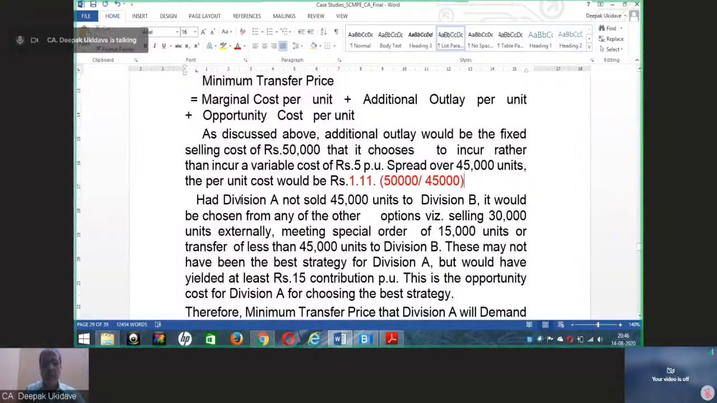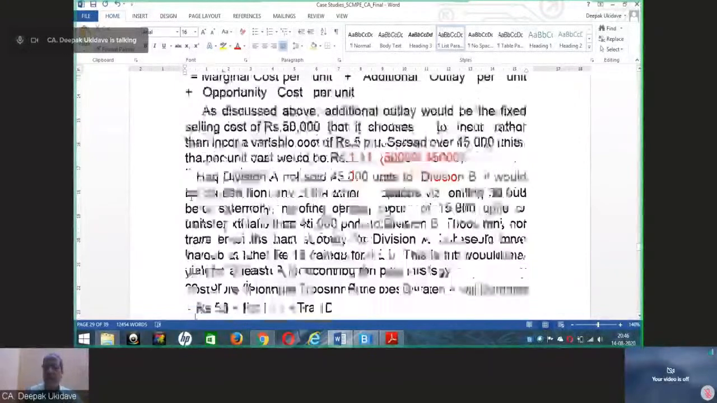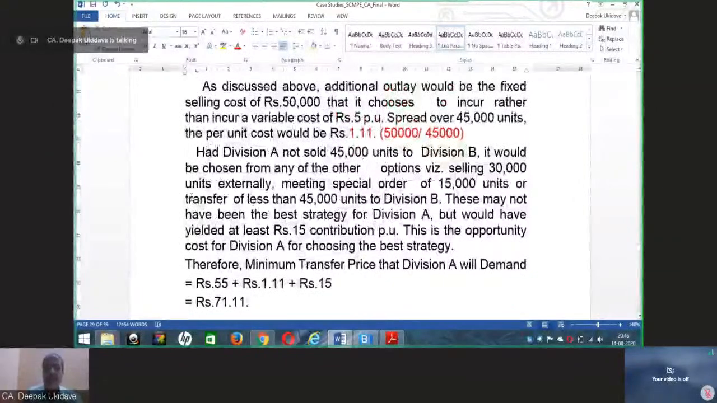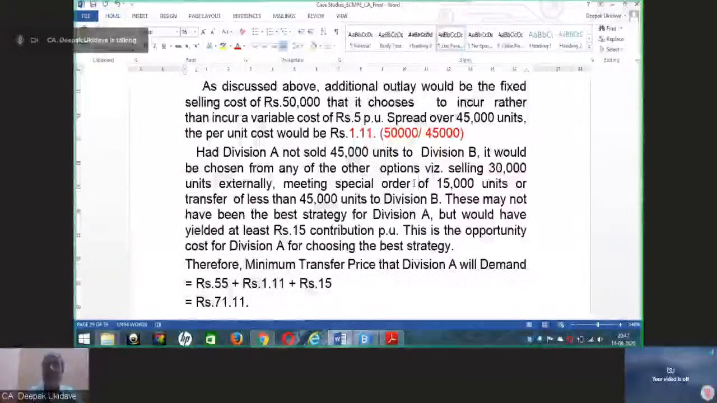Had division A not sold 45,000 units to division B, it would have chosen from any of the other options. Namely, that is what is given: selling 30,000 units externally, meeting the special order of 15,000 units, or transfer of less than 45,000 units to division B. See, now we are working out opportunity cost, and for opportunity cost purpose, we need to do these deliberations.